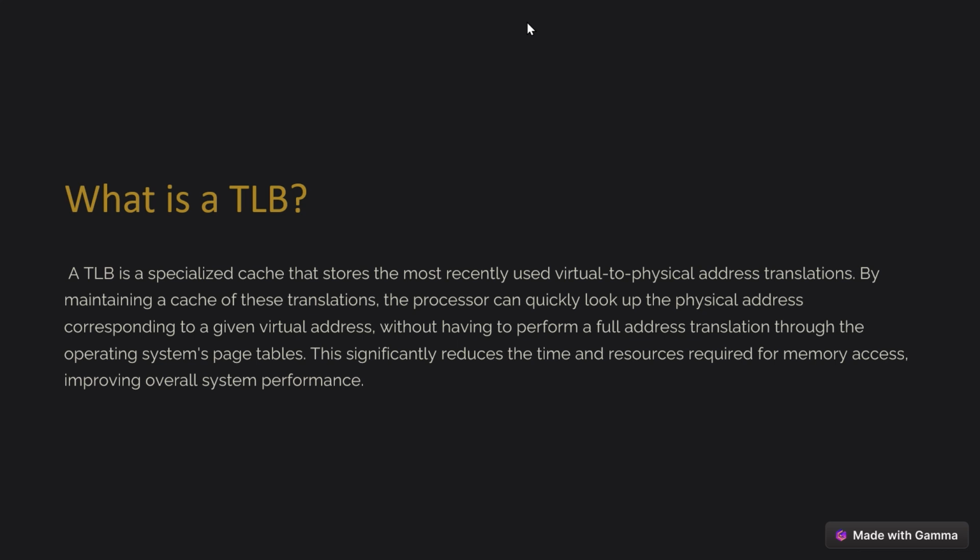The TLB is a specialized cache that stores the most recently used virtual to physical address translations. By maintaining a cache of these translations, the process can quickly look up the physical address corresponding to a given virtual address without having to perform a full address translation through the operating system page tables. This significantly reduces the time and the resources required for memory access, improving overall system performance.